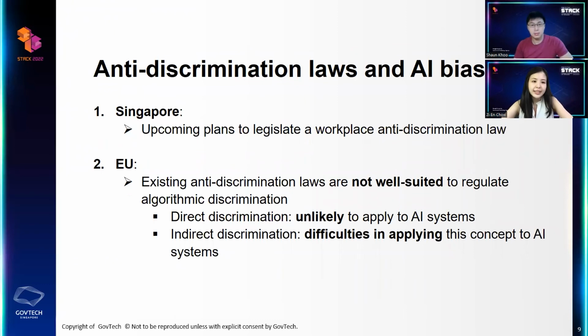Finally, can existing anti-discrimination laws be applied to AI systems to detect bias? In Singapore, there are upcoming plans to legislate a workplace anti-discrimination law. Hence, we'll have to wait and see what shape and form this law takes and whether it can effectively regulate bias and discrimination in AI systems. In the EU, there are already existing anti-discrimination laws. However, these are not well suited to regulate algorithmic discrimination, as they are either unlikely to arise in decisions made by AI systems, or there are difficulties in applying the concepts to AI systems.